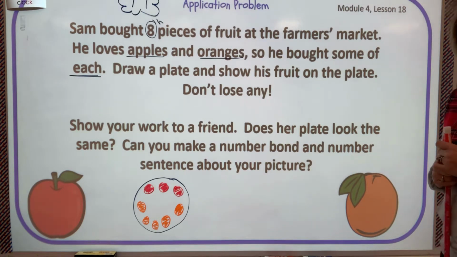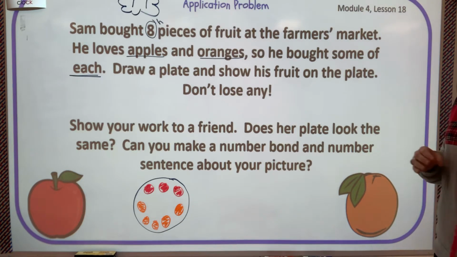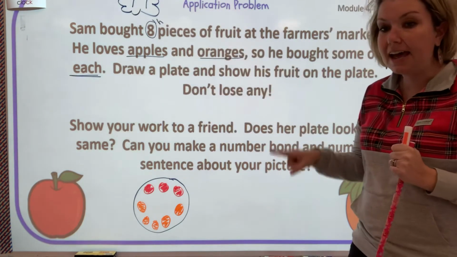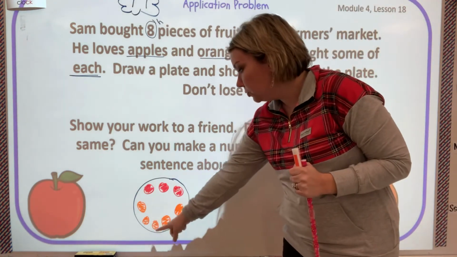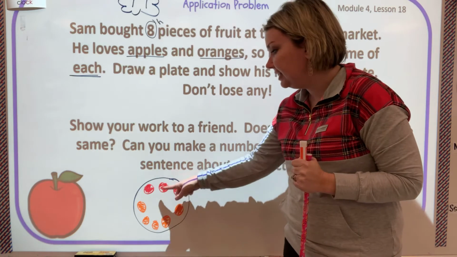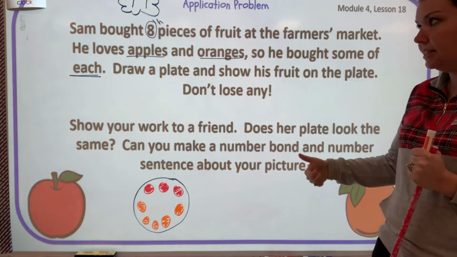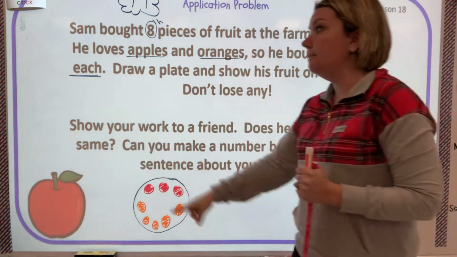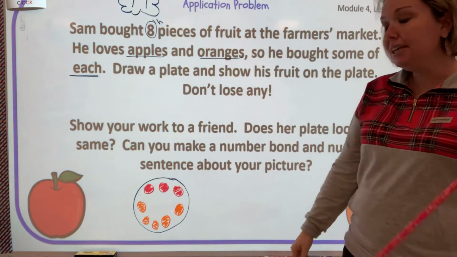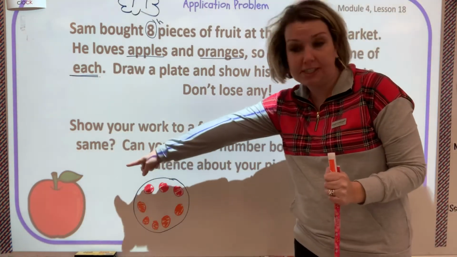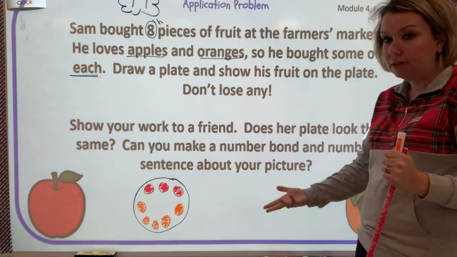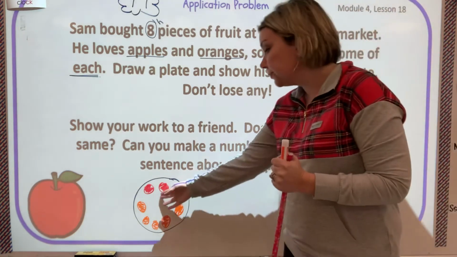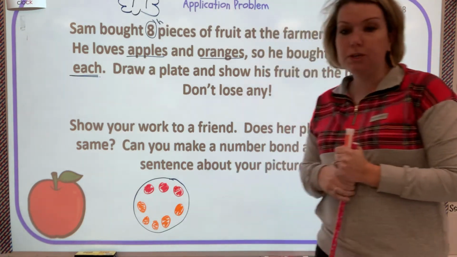Let's check my work. It said Sam bought 8 pieces of fruit. That needs to be how many I have. Let's see. 1, 2, 3, 4, 5, 6, 7, 8. Awesome. He bought some of each. That means I can't make it all just apples, and I can't just put oranges. I have to show some of both. So I showed 3 apples and 5 oranges.